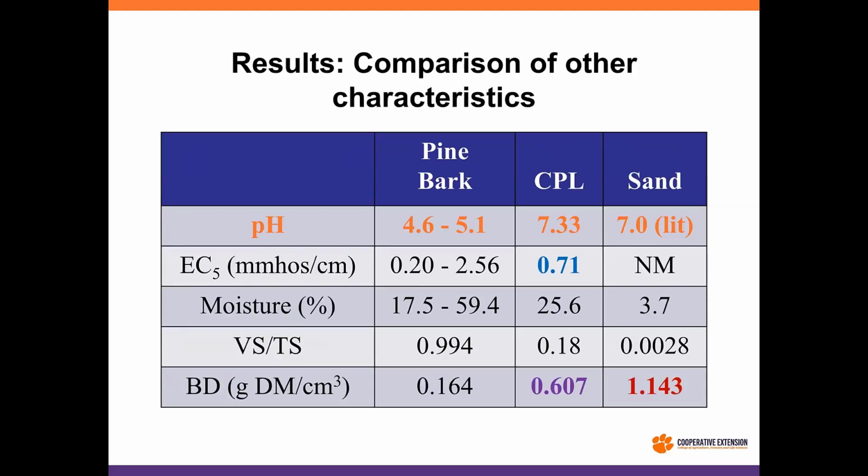Now, a couple other characteristics. We noted pH. Actually, we had a range of 4.6 to 5.1 for the pine bark. Composted poultry litter was 7.33. Now I have some that'll be 8, some other types of compost. Sand's about 7. From a salinity standpoint, we're well below the concern range; we're not in the concern range at all. Looked at moisture, the VSTS says, yes, we really have clean sand, and we do have basically a lot of carbon that's not been worked on.